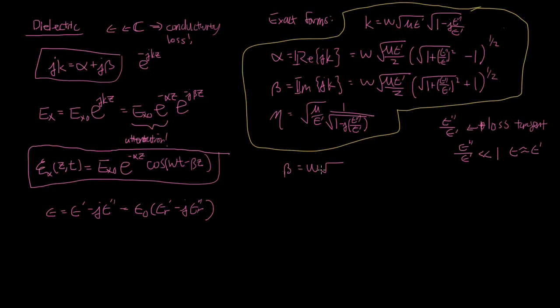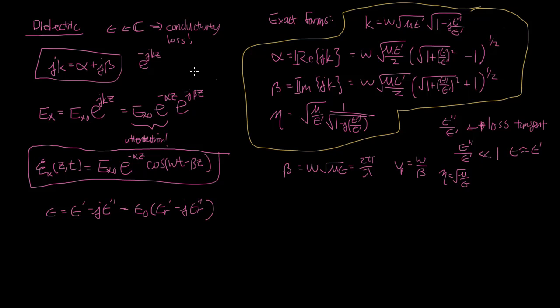So then you get beta is equal to omega root mu epsilon, which is our expression for k, or 2 pi over lambda. And also the propagation velocity is equal to omega over beta, or omega over k, and eta is equal to the square root of mu over epsilon. So our more familiar expressions take hold.